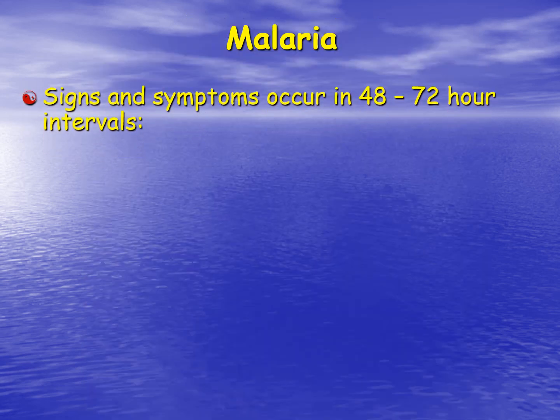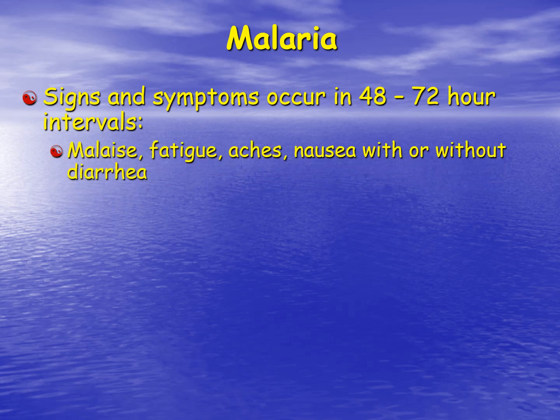Now, malaria. Signs and symptoms of malaria occur in 48 to 72-hour intervals. Typically this will be malaise, fatigue, aches, nausea with or without diarrhea and vomiting, and oftentimes fever. So we get an undulating fever pattern here with malaria.